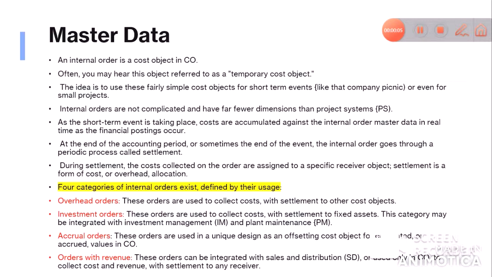Four categories of internal order exist, defined by their usage. So the four categories are overhead orders, investment orders, accrual orders, and orders with revenue. First, the overhead orders. These orders are used to collect costs with settlement to other cost objects. Investment orders. These orders are used to collect costs with settlement to fixed assets. This category may be integrated with investment management and plant maintenance.